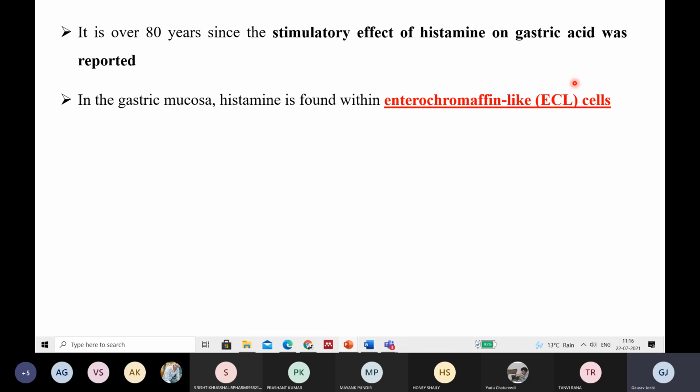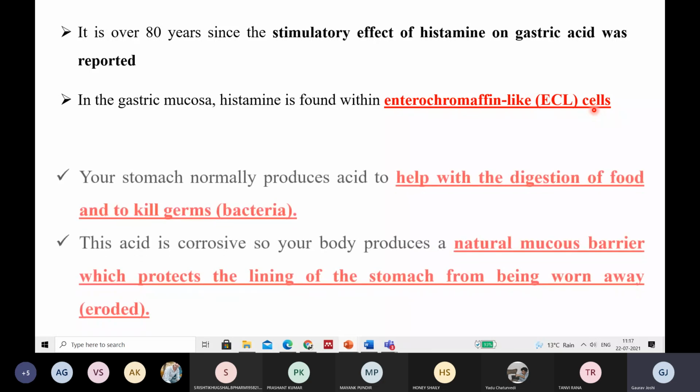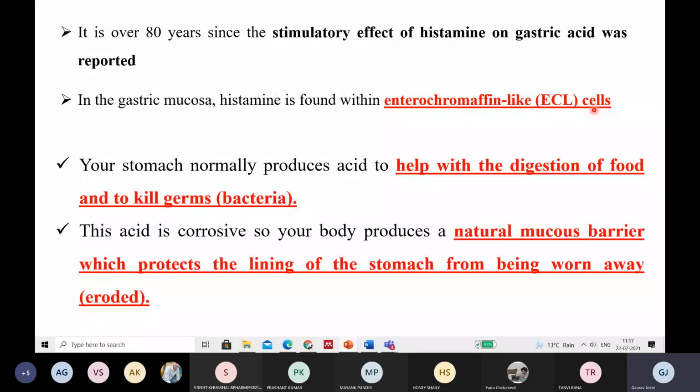When we block the H2 receptor, these cells will be affected. The H2 receptor is on these ECL cells. You have to remember this. Now, what is the requirement of acid in the body? Can anybody tell? Why does our stomach produce acid? Anyone?